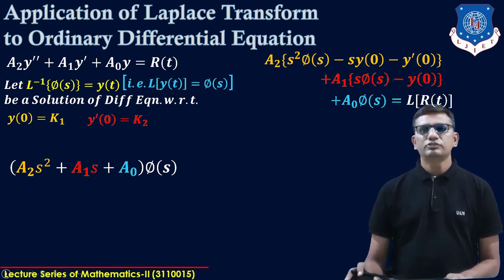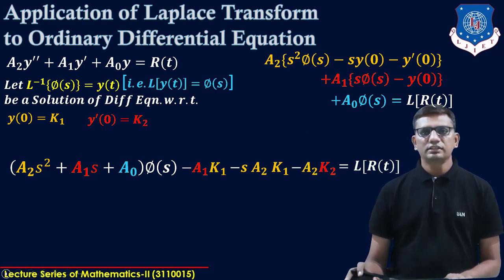As we know that y(0) is k1 and y'(0) is k2, finally we put this y(0) value in this equation, and after simplifying we get minus a1 k1 minus s into a2 k1. Now we put the value of y'(0), then finally we get minus a2 k2, and the right hand side will be Laplace of r(t).